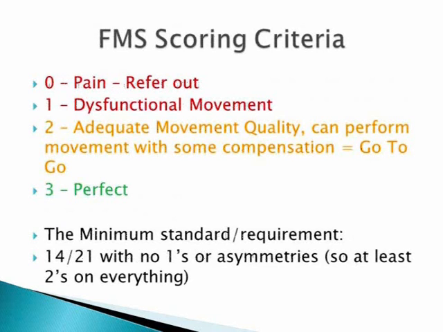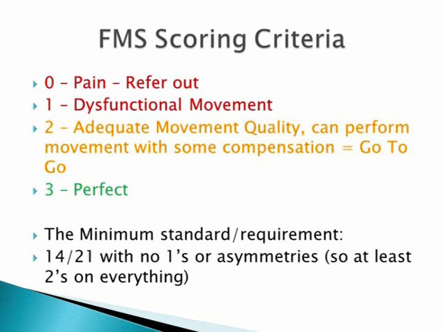The scoring criteria of the functional movement screen: 0 means pain, and if someone is in pain, you're going to have to refer them out to a therapist or someone who knows how to deal with pain. 1 means they have dysfunctional movement. 2 means they have adequate movement quality, can perform the movement with some compensation, and this is good to go.